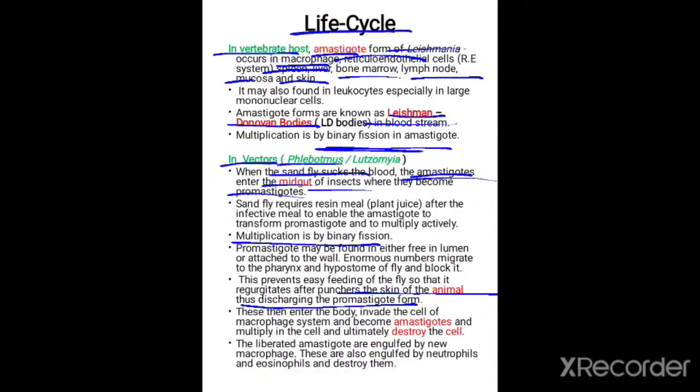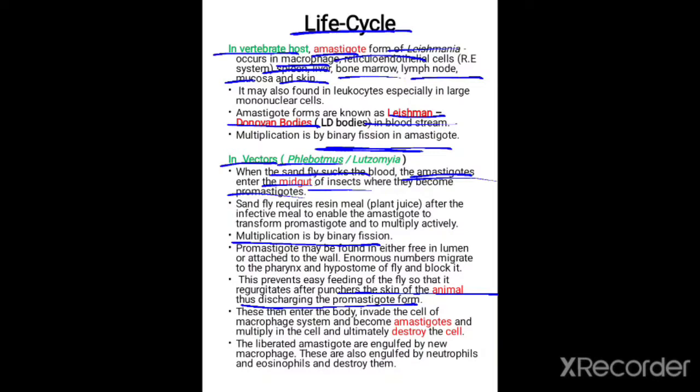Now let us come to the life cycle in the vector, that is, in the phlebotomous fly. Whenever the sandfly sucks the blood, the amastigotes enter into the midgut of the intestine, where they become promastigotes. They multiply by binary fission. They puncture the skin of the animal, thus discharging the promastigote form into the host.